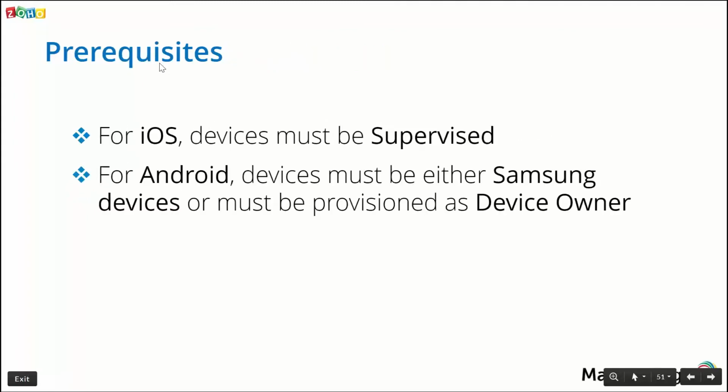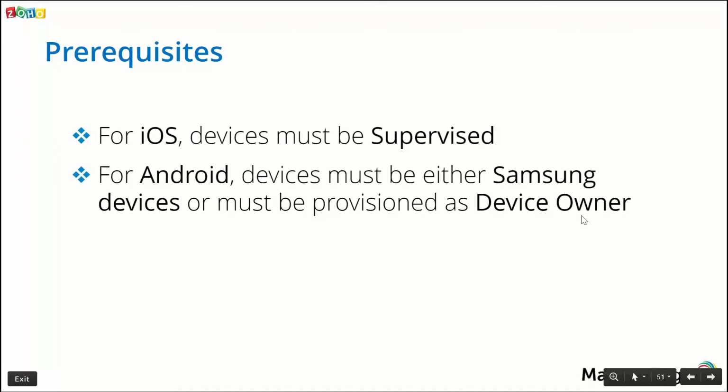The prerequisites that need to be met to manage your enterprise apps are: for your iOS devices, your devices should be supervised. For your Android devices, they should either be Samsung devices or should have been provisioned as device owner. The device owner setting is similar to that of a supervised device for your Android devices, and we talked about this in the previous week's session.